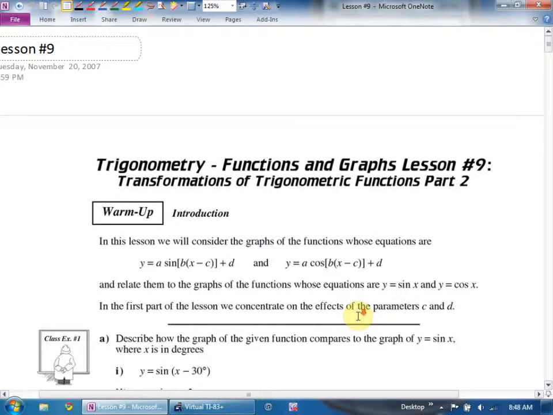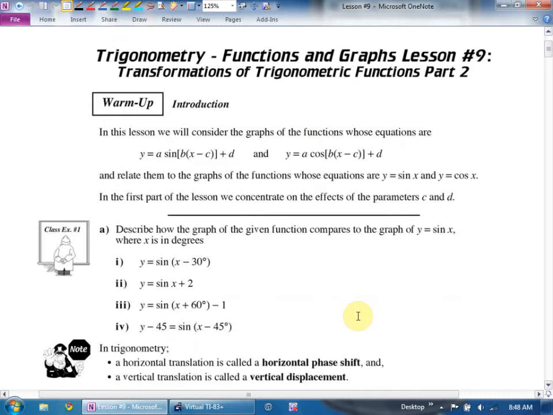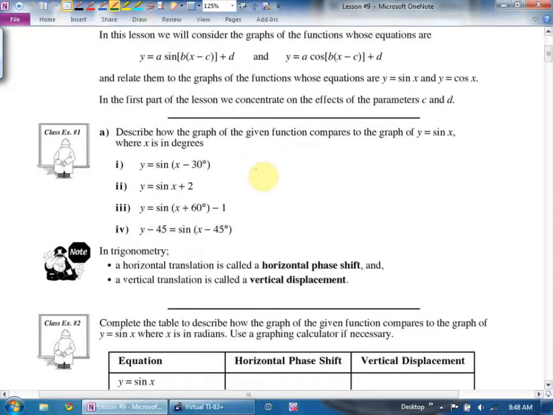And I said to you, by the way, when it comes to trig, we don't do horizontal flips very often at all, and you'll see why in a while. In this lesson, we're going to consider graphs of sine and cosine that look like this. In particular, we're going to start to have slides, but we have to give them special names. So in the first part, we're going to concentrate on C and D. Describe how this graph here compares with this graph. How has this graph been moved?